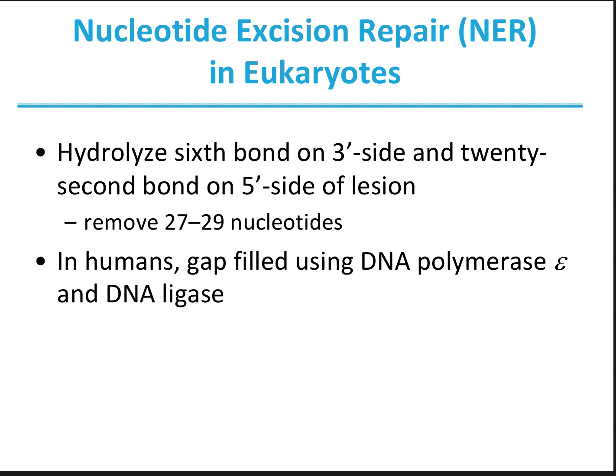So nucleotide excision repair also occurs in eukaryotes. In this example, or in this family of organisms, the enzymes hydrolyze the bond on the 3' end and the 22nd bond on the 5' side of the lesion, and it removes a larger sequence. So in this case, it removes 27 to 29 nucleotides. And then the gap is filled using DNA polymerase epsilon and DNA ligase.